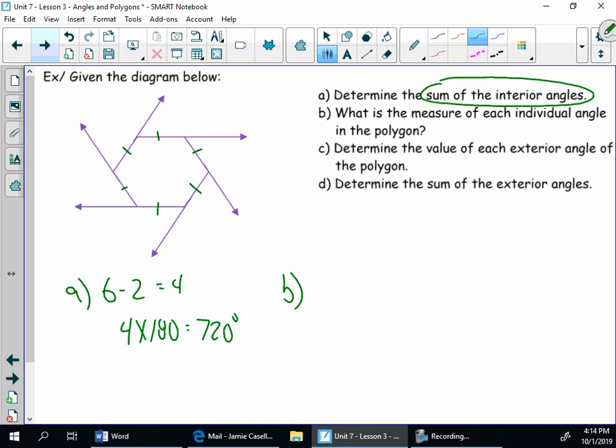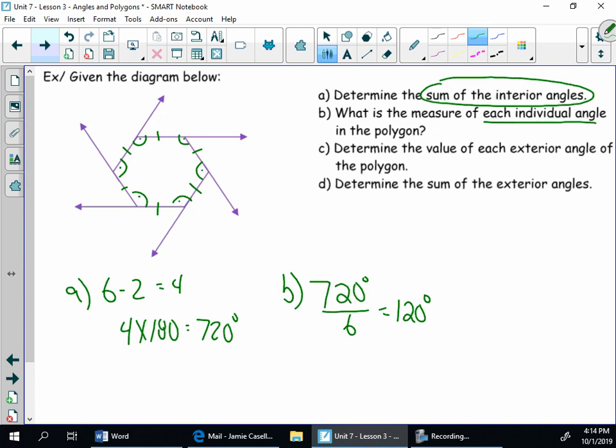Part B. What is the measure of each angle in the polygon? Well, how could I figure that out? If I look at these angles, what's true about them? Well, if the polygon has all the same sides, that means the angles all have to be the same. So I can take my 720 and divide it evenly by 6. If I do that, I can figure out each angle is 120.